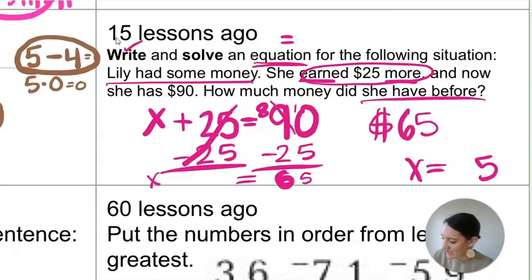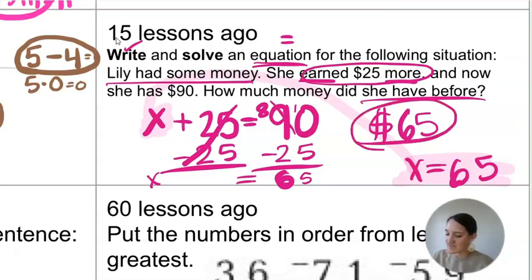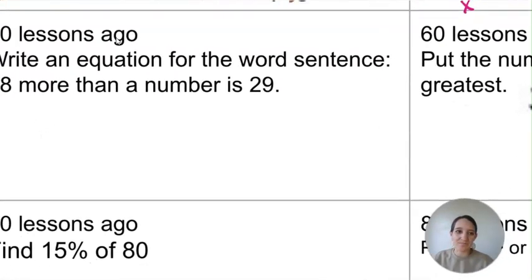Here's what I did: I took this x equals 65, I put it into this x, and I did 65 plus 25. And it didn't equal 90. So I knew it wasn't 55. But when I put the 65 there, it was. So I'm glad I double checked my work.